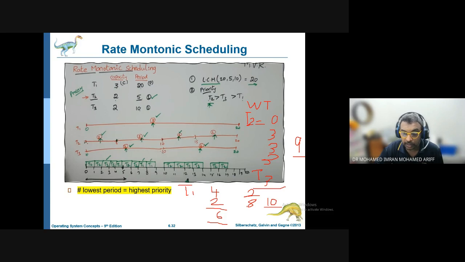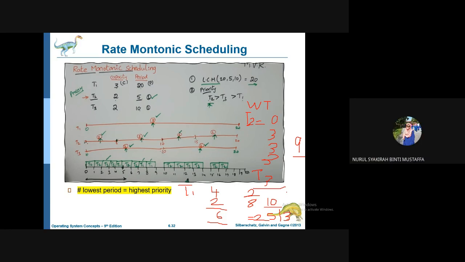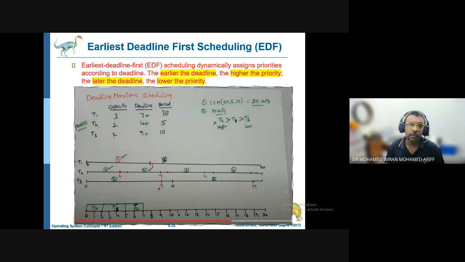So the average waiting time, campur tiga-tiga ni, 6 plus 10 plus 9 is 25 divided by 3. So that is the average waiting time. Okay, are you with me? Yes, sir. Okay.